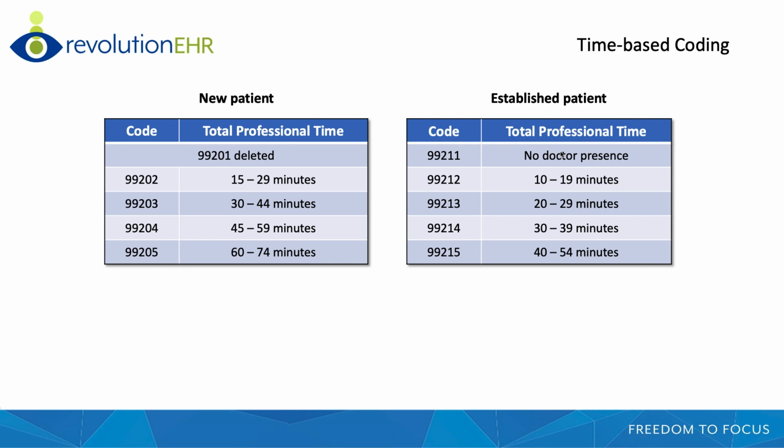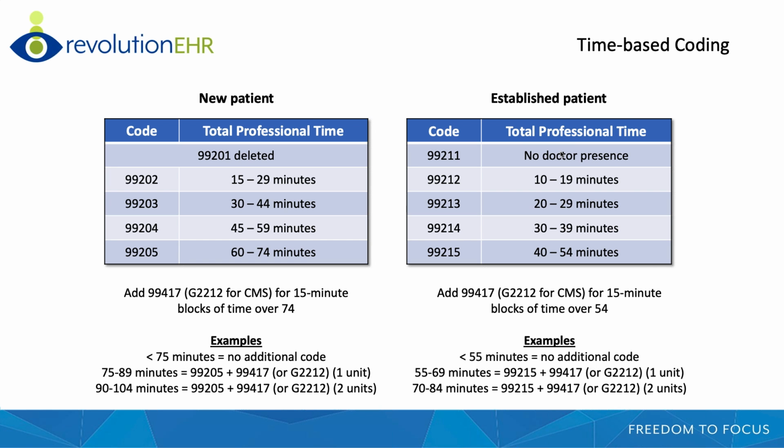Similarly, on the other end of the spectrum, if we look at level 5, you'll see there's an upper end: 74 minutes on the new patient side, 54 on the established. That's going to prompt the question of what if my visit goes over those limits? The answer there is CPT will be adding a new prolonged services code next year, 99417, and that's going to account for 15-minute blocks of time over 74.